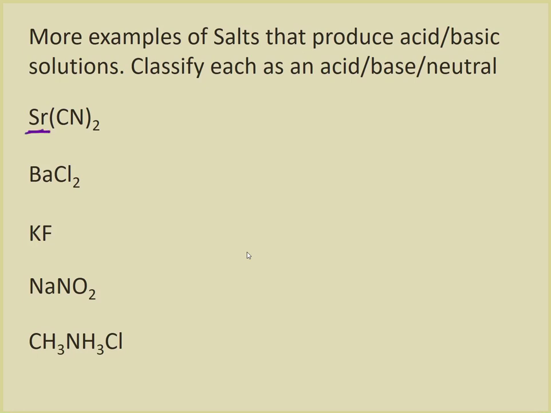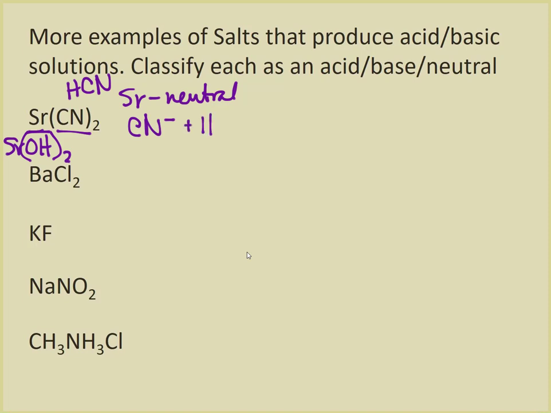So I have strontium. I know that strontium is in a strong base. And this CN comes from HCN, so this is a weak acid. So what's going to happen when I put this into water is strontium is not going to do anything, so this one's going to be neutral. But my CN ion, because it comes from a weak acid, is going to act like a base. So I'm going to add it to water, and I will get HCN, and then the important part here is it will be a basic solution because it forms this hydroxide ion.